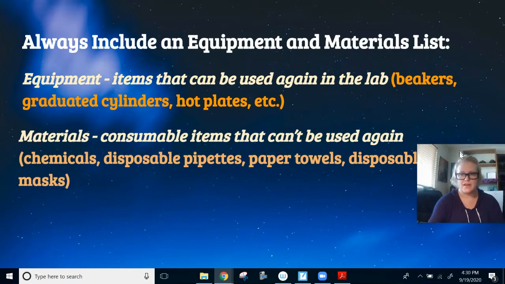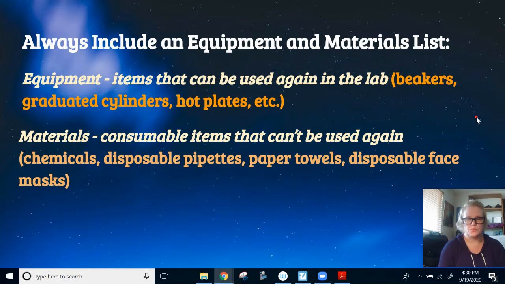Materials are defined as items that are disposable that we would throw away or recycle after the lab was over. So chemicals, disposable pipettes, paper towels, disposable face masks, maybe latex gloves, maybe vinyl gloves, all of those things would be thrown away after a lab investigation.